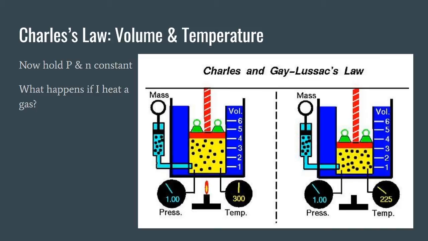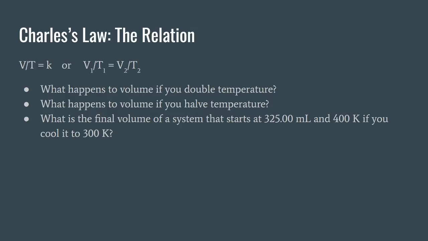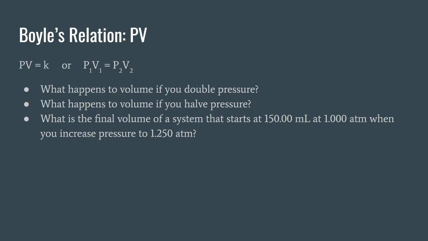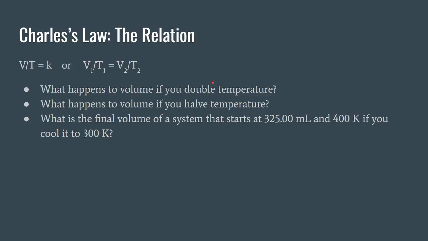All right. So, the relationship here is volume over temperature is constant. Okay? Or V1 over T1 equals V2 over T2. Okay? So this is different from Boyle's law. Okay, remember, Boyle's law was P1 V1 equals P2 V2, multiplication. Here it's division. V1 over T1 equals V2 over T2.